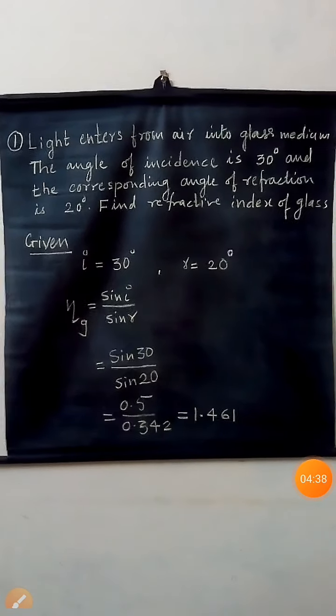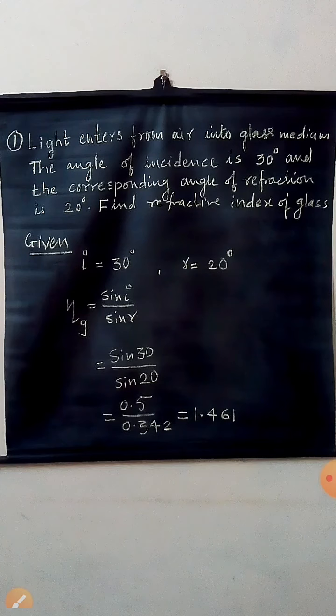So let's start with the numericals on this topic. Read the numerical on the board. Light enters from air into glass medium. The angle of incidence is 30 degrees and the corresponding angle of refraction is 20 degrees. Find the refractive index of glass.